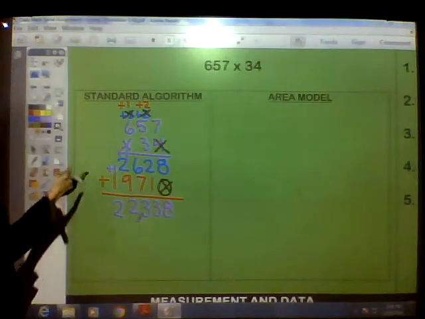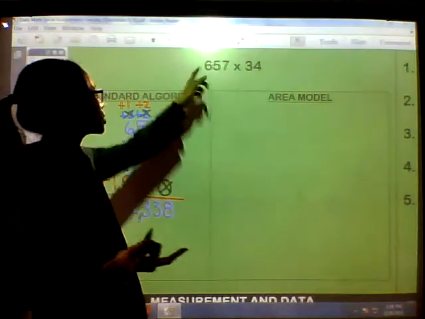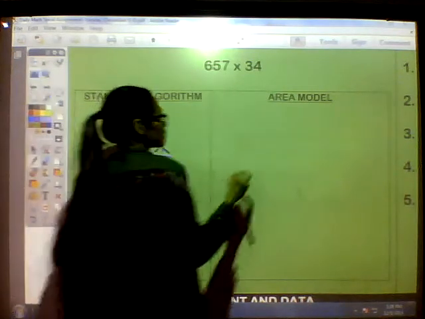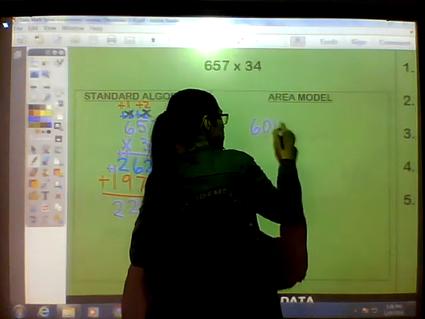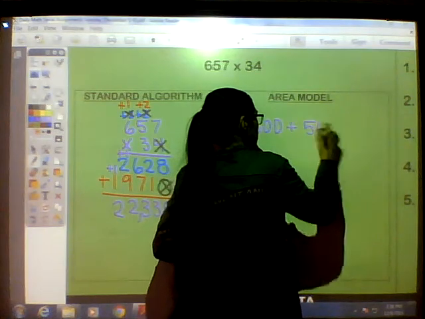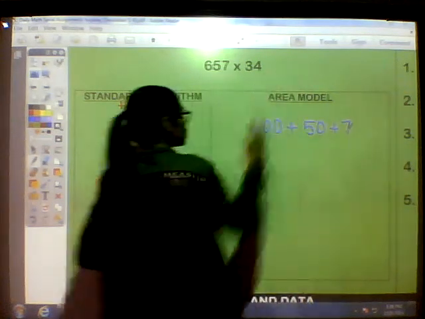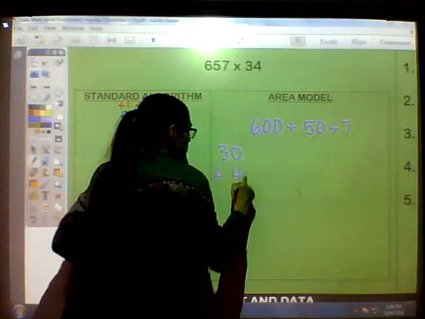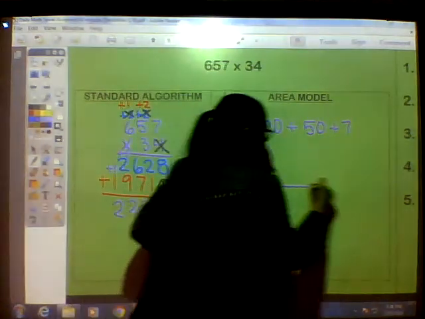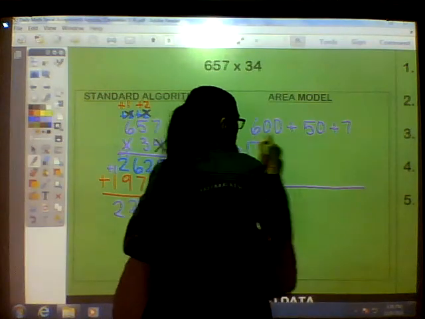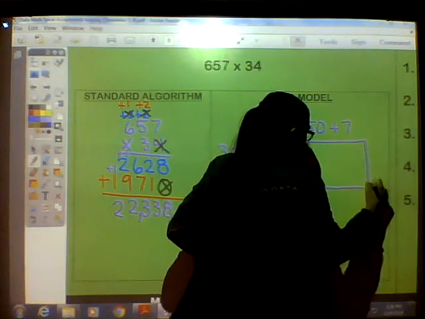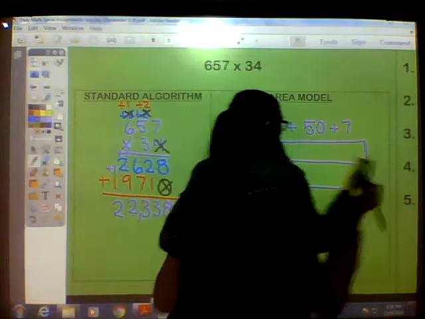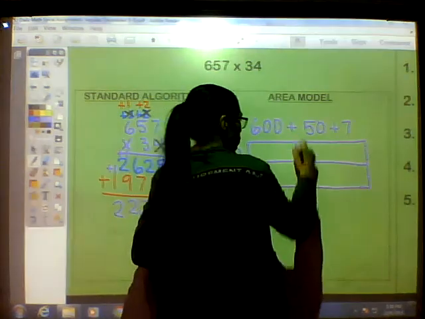So we're using the same numbers. This time, let's do the area model by writing each number in expanded form. So 657 is 600 plus 50 plus 7. And then 34, we'll write it here, is 30 plus 4. Let's draw our rectangle, our area model right here. We have 2 numbers here, so we need 2 rows. We have 3 numbers up here, so we need 3 columns.